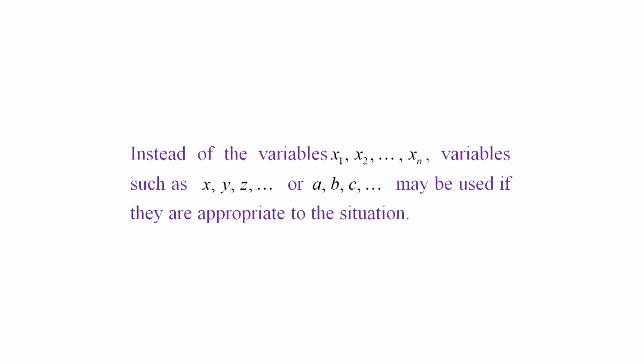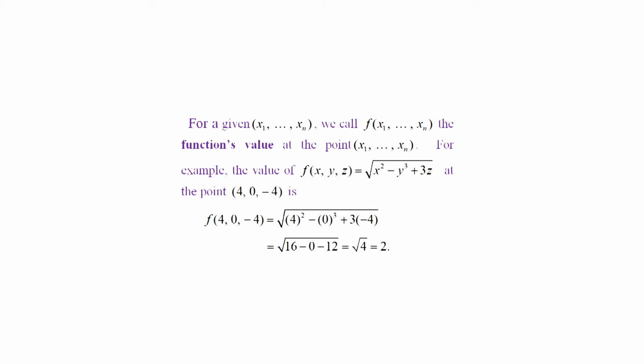Instead of the variables x1, x2, etc., xn, variables such as x, y, z etc. or a, b, c etc. may be used if they are appropriate to the situation. For a given n-tuple (x1, etc., xn), we call f(x1, etc., xn) the function's value at the point (x1, etc., xn).